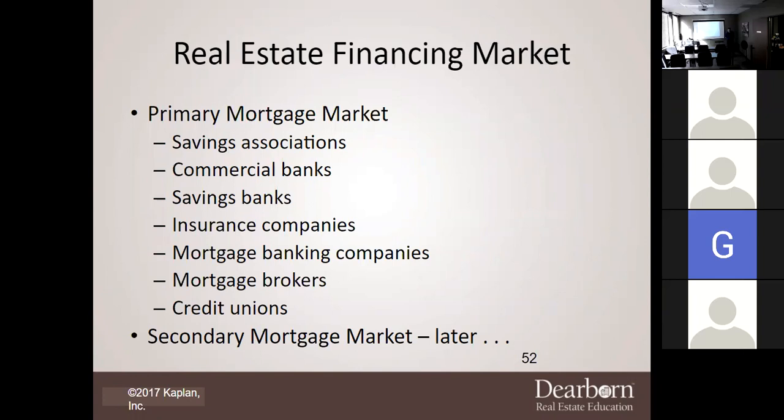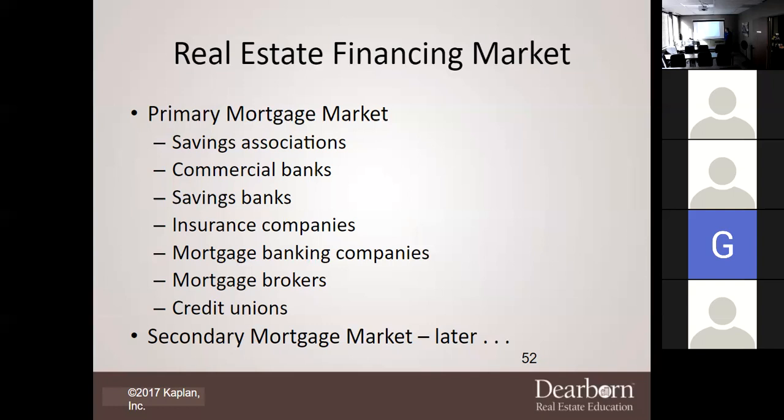But again, I want to be able to spend some time explaining this because real estate financing does have a big impact on the overall process in real estate. You're going to deal with financing a lot, although not the terms of the loan, but you will be dealing with a mortgage lender very closely.